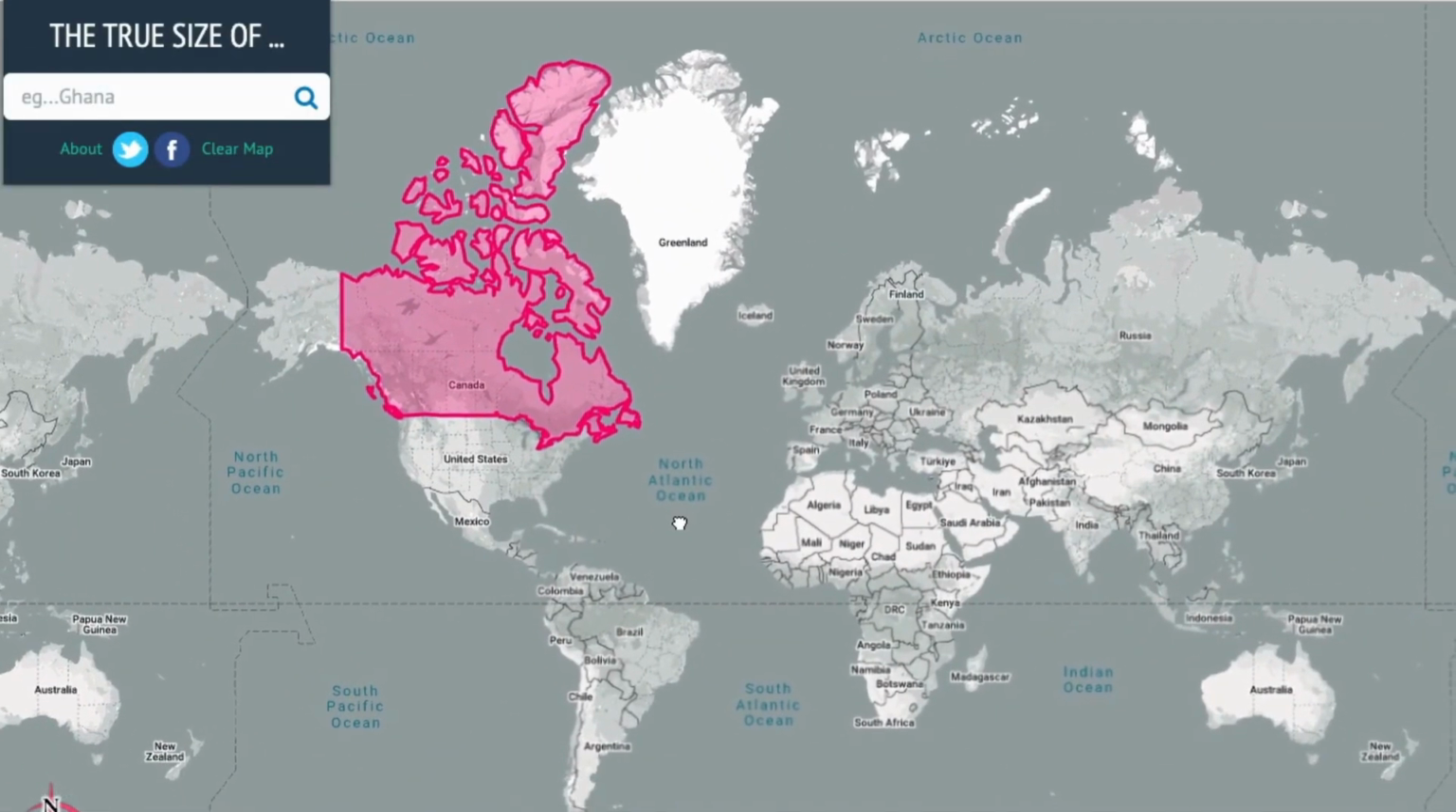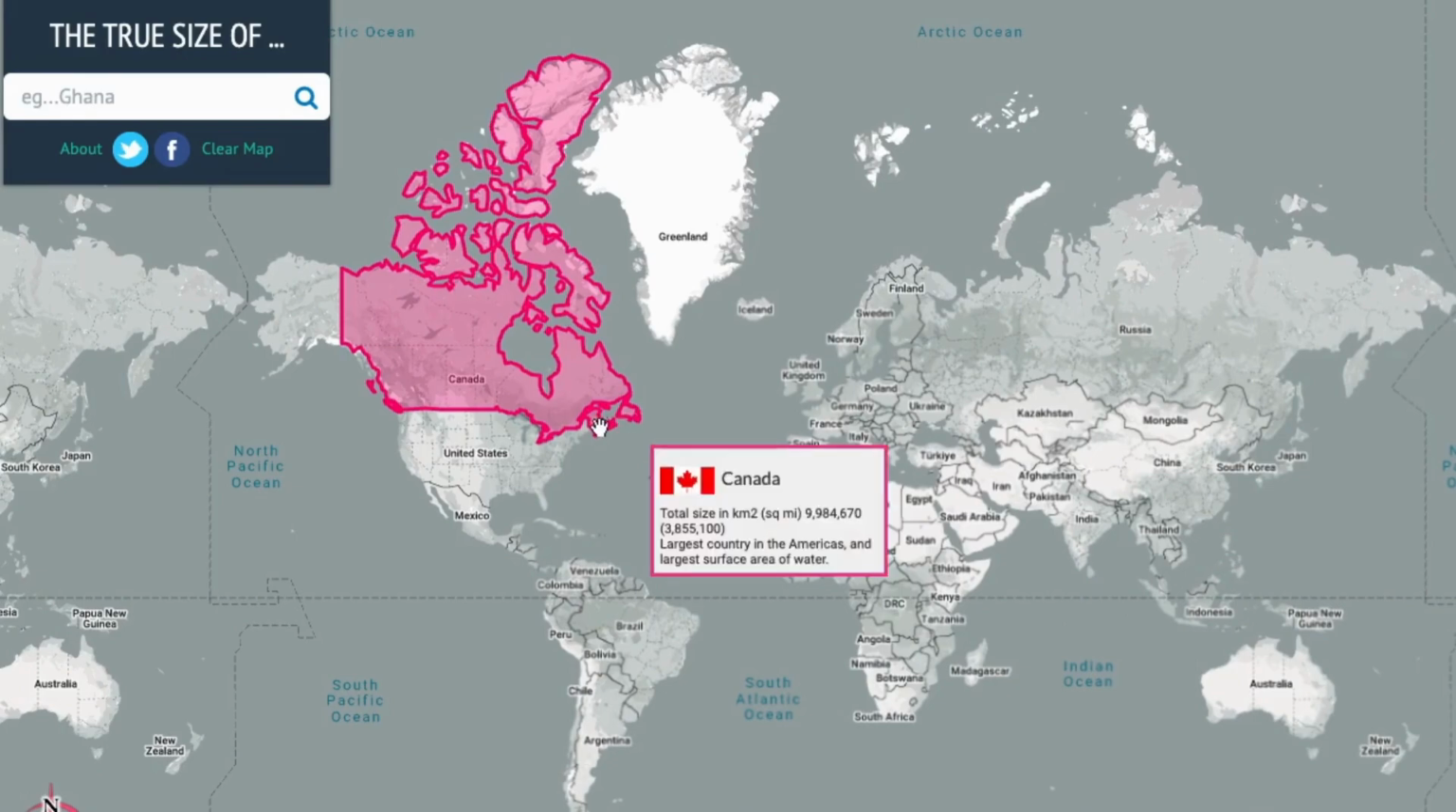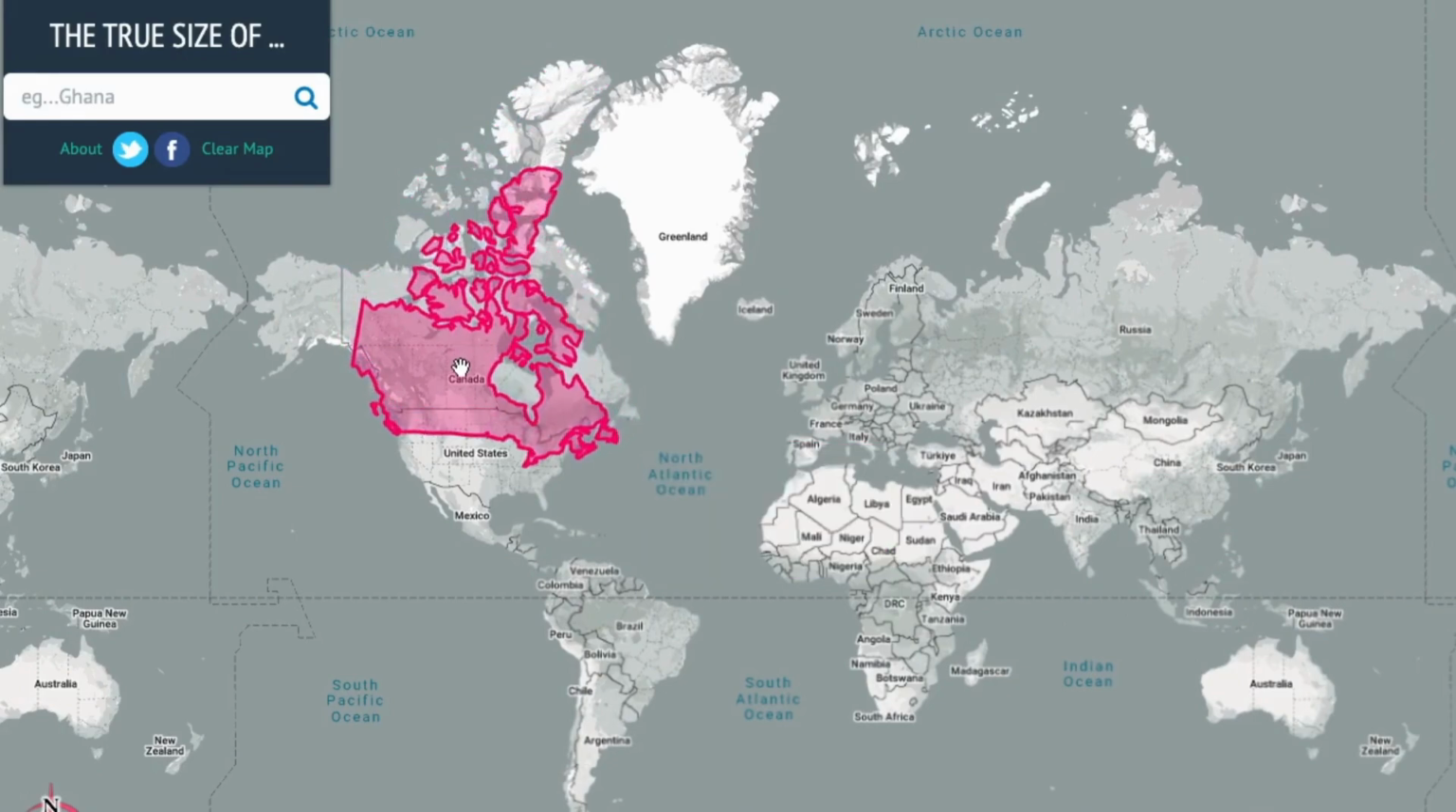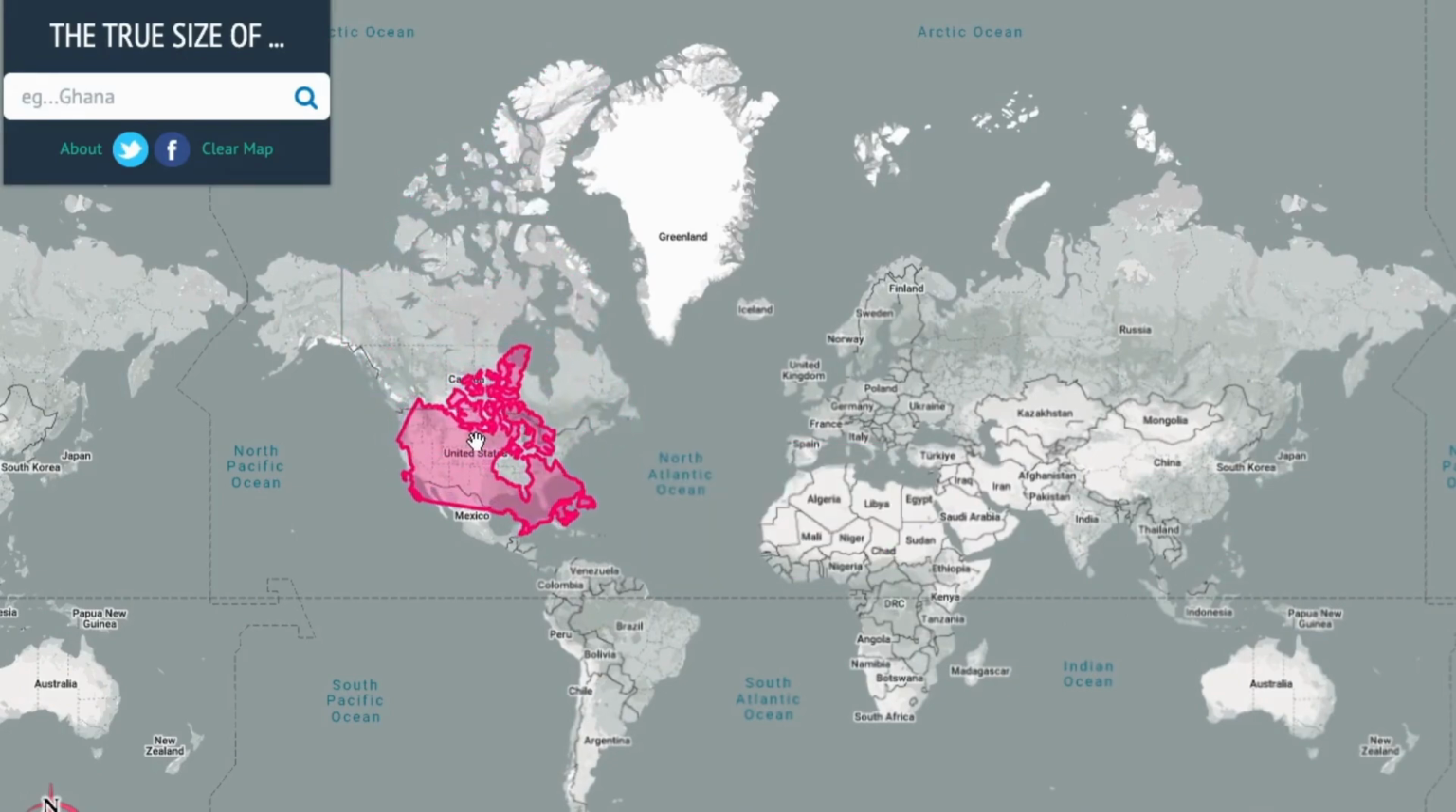The same goes for Canada, which has a lot of northern land area as well. It's almost the same size as the United States, and when moving it south, this looks very different and can almost even fit in the northern half of South America.